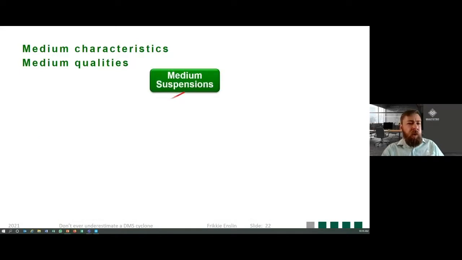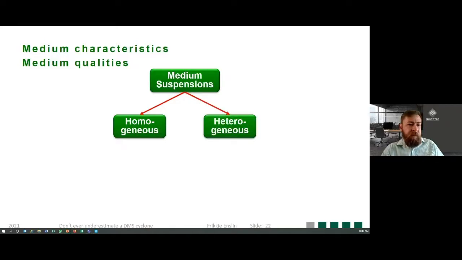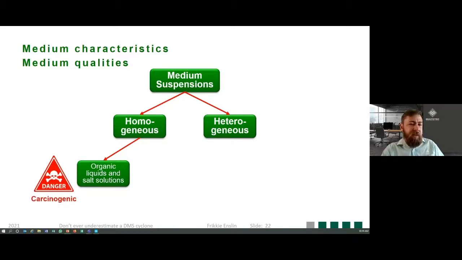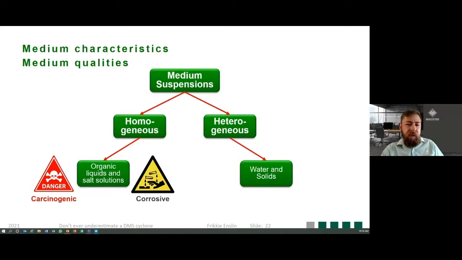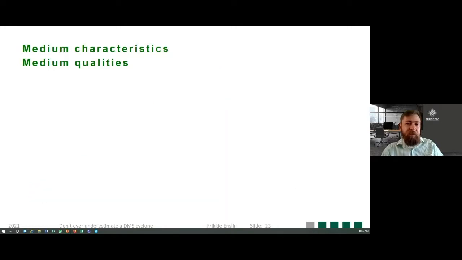So quickly look at medium suspensions. There's two types. We get the homogeneous and the heterogeneous medium suspensions. Homogeneous, we're typically looking at organic liquids and salt solutions. The only issue with this is that the organic liquids tend to be carcinogenic, and the salts tend to be corrosive. So these are only used under very special circumstances in a lab situation. So what we like is the heterogeneous setup, where we look at water and solids. And these solids, we saw it can be sand, galena, or whatever, but these days the majority is magnetite, specifically for coal, and then ferrosilicon or FeSi for the rest.